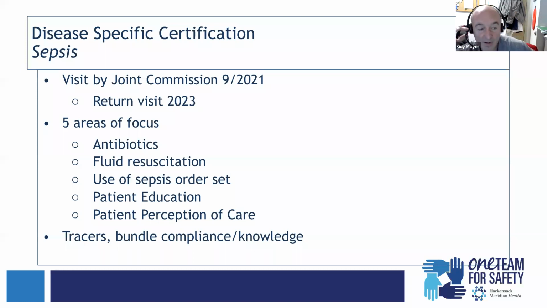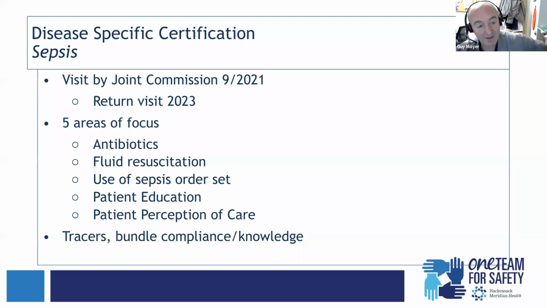So the different areas of focus, there's 5 main areas that they like to focus on where they're doing chart reviews and they're speaking with the staff related to sepsis. They want to know that the patient got antibiotics. They want to see that the physician did order fluid resuscitation and that the vital signs were documented according to our protocol.